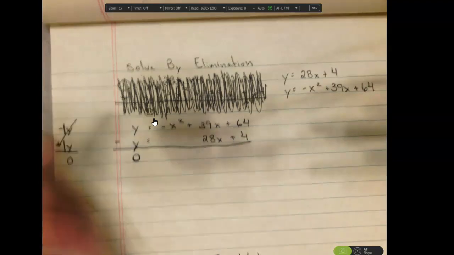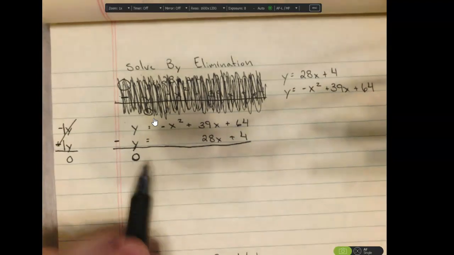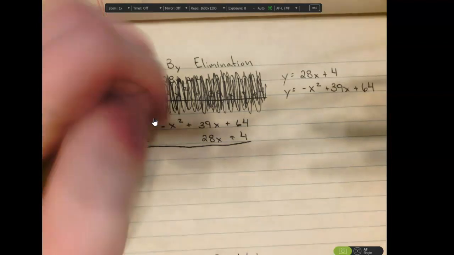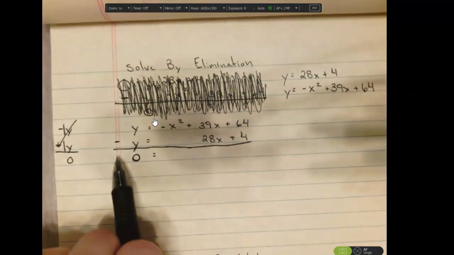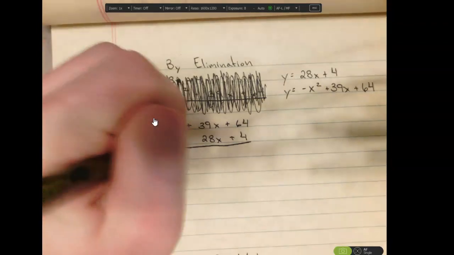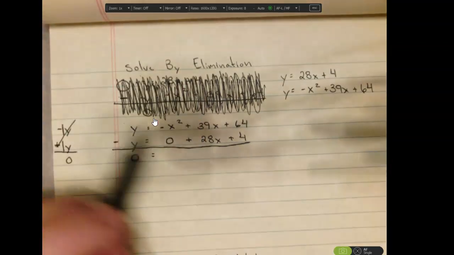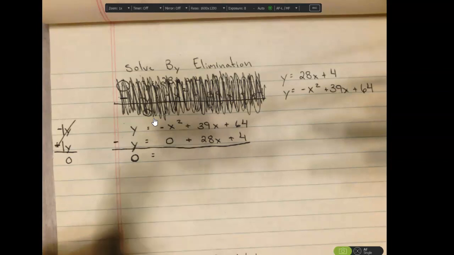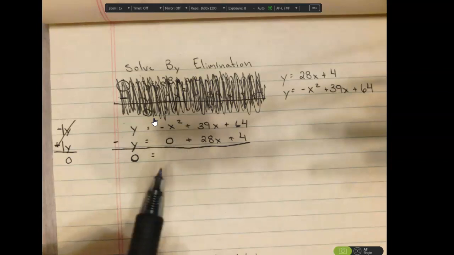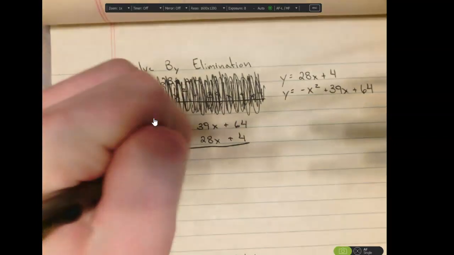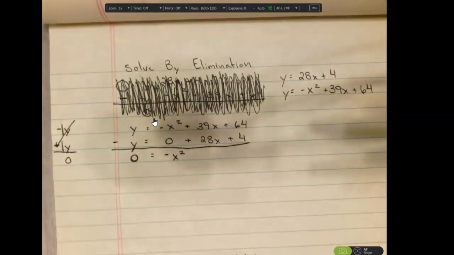So I went through and I've subtracted my y's, they canceled out. Now let's go through and let's subtract the rest of these two equations. So now I have negative x squared minus, well, if it helps, add a 0 down below. So that way you're actually doing something with that negative x squared. So if I do negative x squared minus 0, it's going to be like doing negative 1 minus 0. You're going to get the exact same number. So it's just going to be negative x squared.